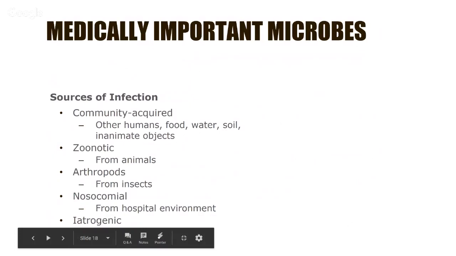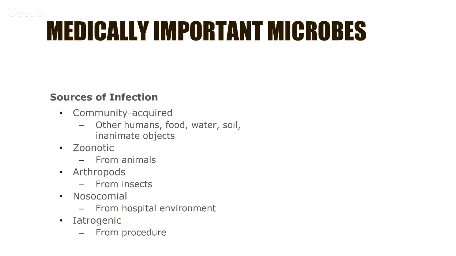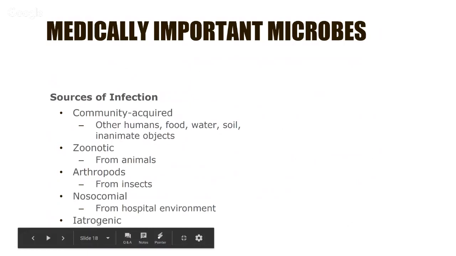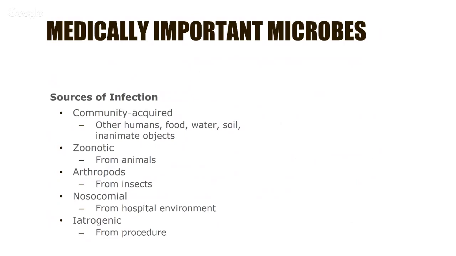And then again, the source of infection might be community acquired. Zoonotic is from animals, arthropods, insects. Nosocomial infections are important because these are the ones you'd expect in a hospital setting. You'd see these in people who have urinary catheters put in or who are on ventilation, and this would make them more likely to get urinary tract infections and respiratory infections, respectively.